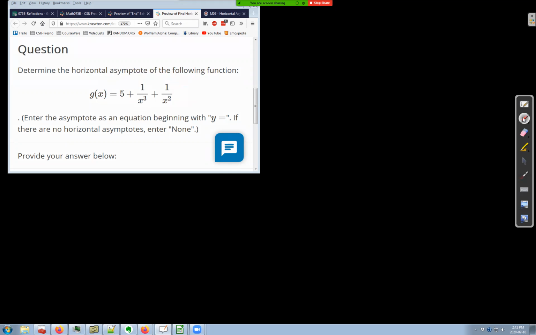Okay, so here's the deal. Horizontal asymptotes, it's about end behavior. And end behavior is what happens when x gets really, really big. And so that would be the limit as x goes to infinity. And what happens when x gets really, really negative. And so that would be the limit as x goes to negative infinity.